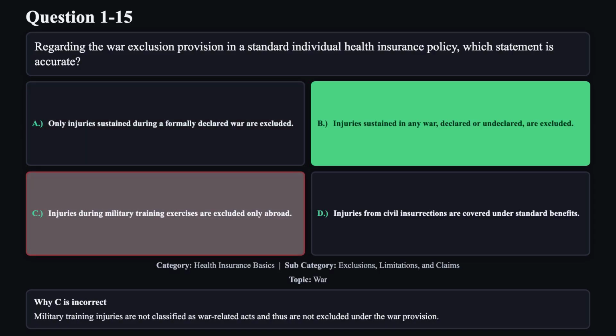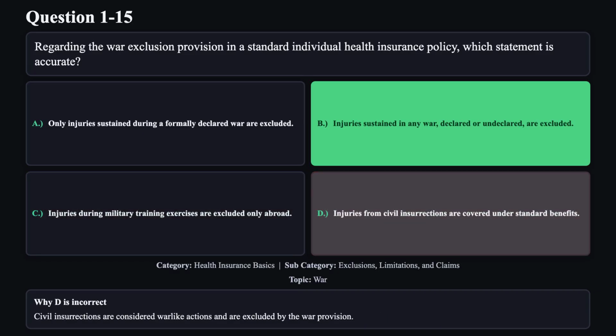Reason C is not correct. Military training injuries are not classified as war-related acts and thus are not excluded under the war provision. Reason D is not correct. Civil insurrections are considered warlike actions and are excluded by the war provision.